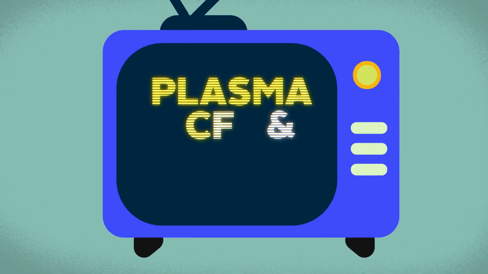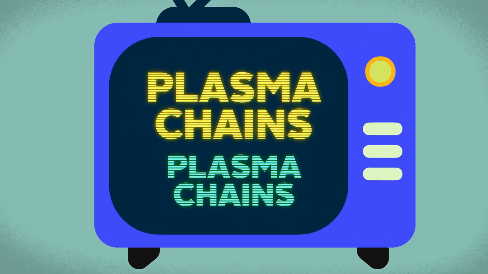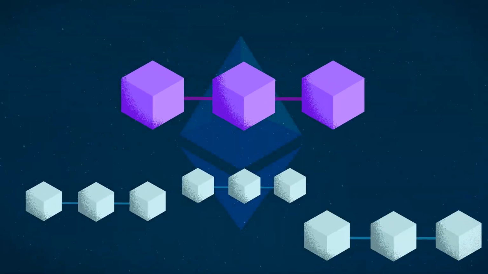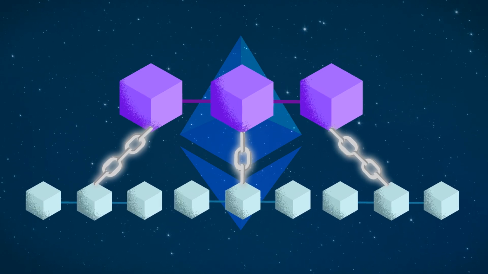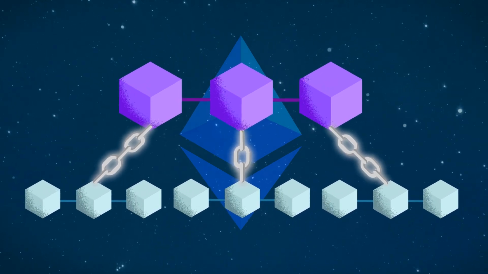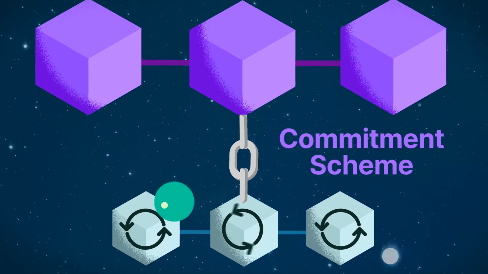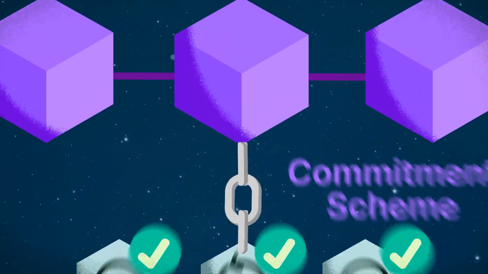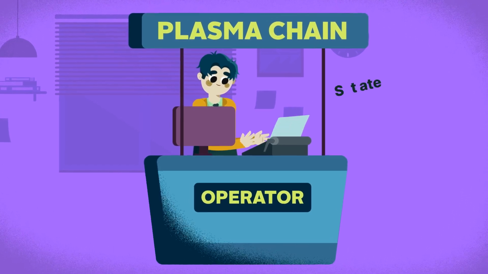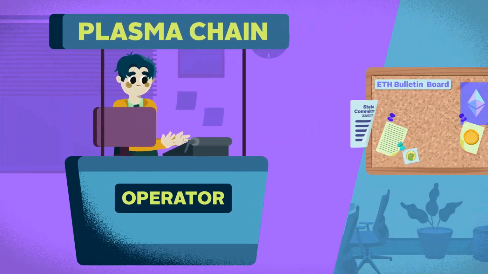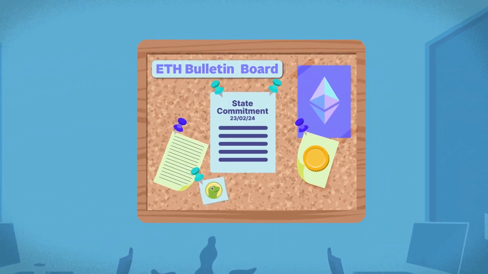We also have plasma chains, sometimes called child chains, which are essentially smaller copies of the Ethereum mainnet linked to the Ethereum blockchain, the root or parent chain. Plasma uses a cryptographic technique known as a commitment scheme to secure off-chain transactions. This involves the operator of a plasma chain periodically publishing state commitments, which essentially provide information on the current state of the child chain on Ethereum.